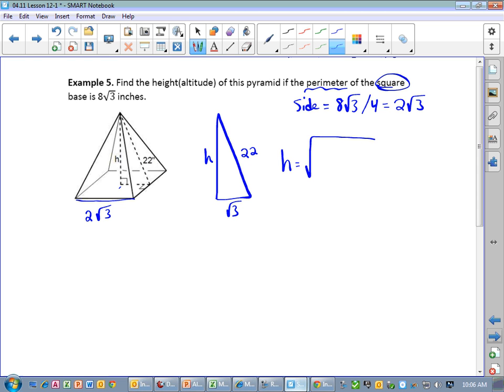Now, are we going to be adding or subtracting? We're trying to find a side length, and because we know the hypotenuse, we subtract. We know the hypotenuse is 22, so we have 22 squared minus the square root of 3 squared.